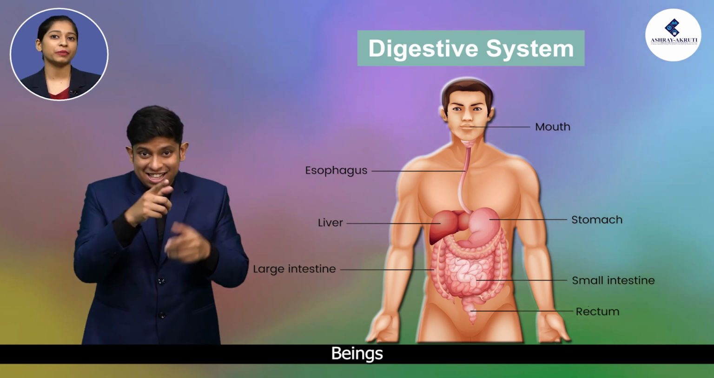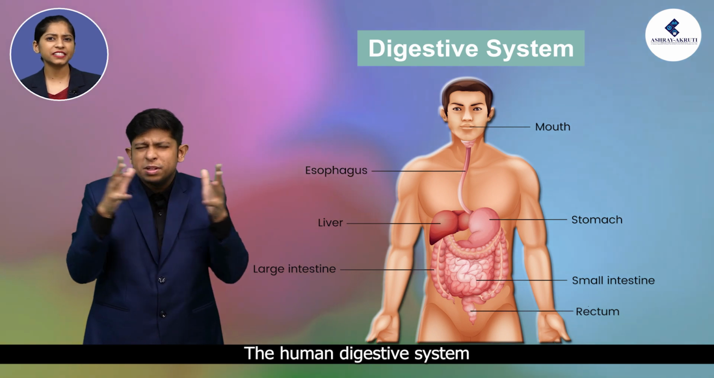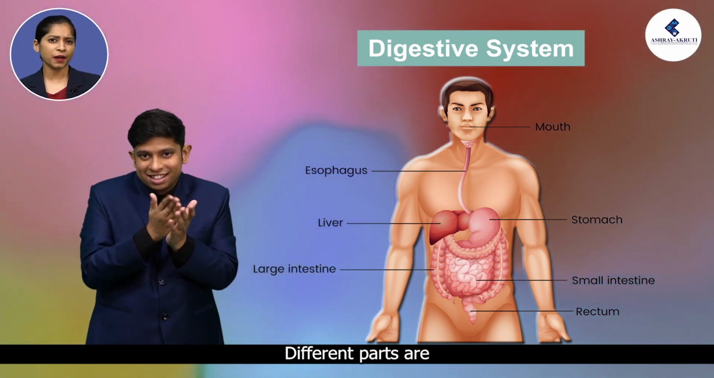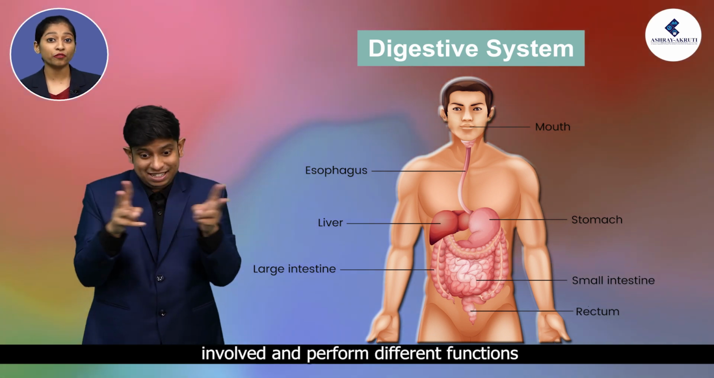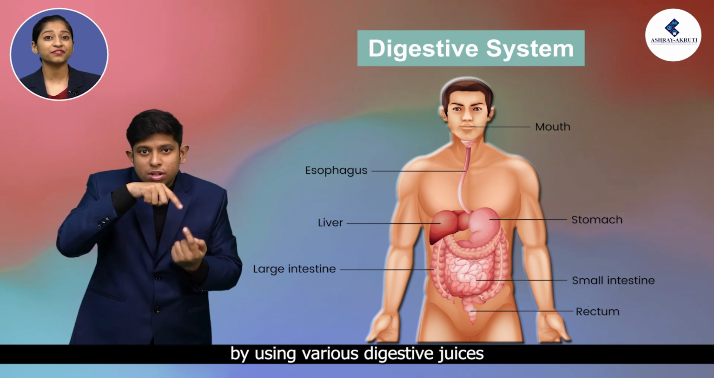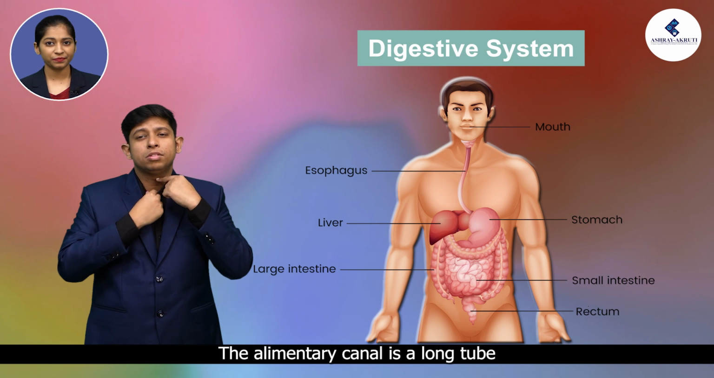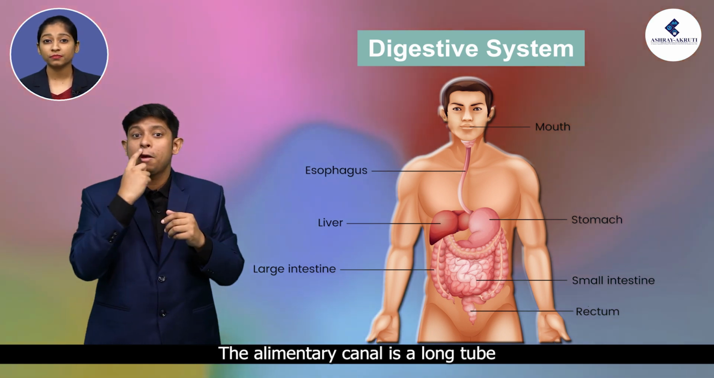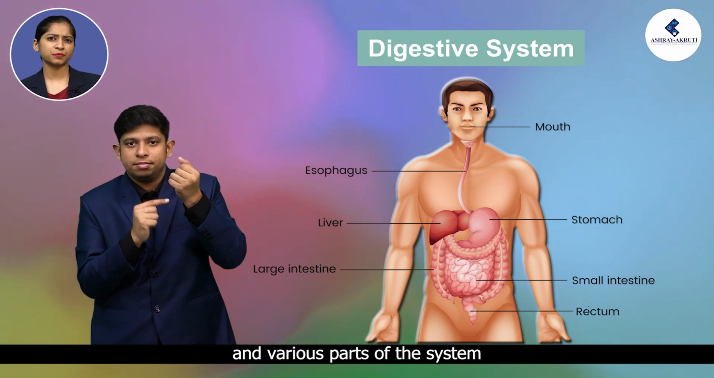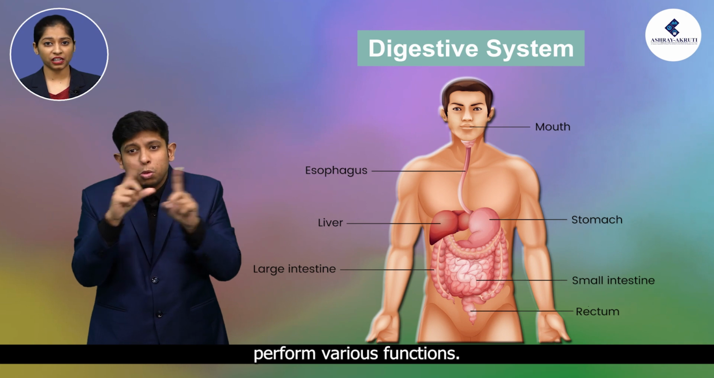Nutrition in human beings. The human digestive system is much more complex. Different parts are involved and perform different functions by using various digestive juices and enzymes. The alimentary canal is a long tube extending from mouth to anus, and various parts of the system perform various functions.